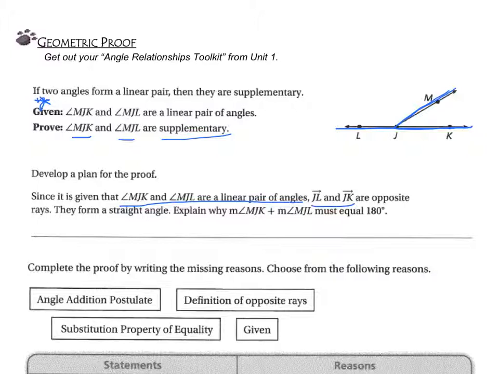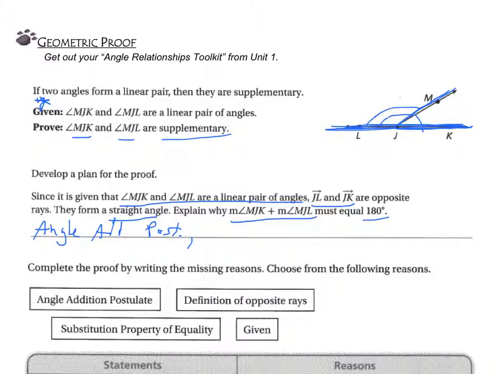JL and JK are opposite rays, so they form a straight line. We're going to explain why the measure of the two angles must equal 180. Well, first of all, the one thing we're going to have to do is use the angle addition postulate, that if we were to add these two angles, then they would be equal to the larger angle, or the straight angle.